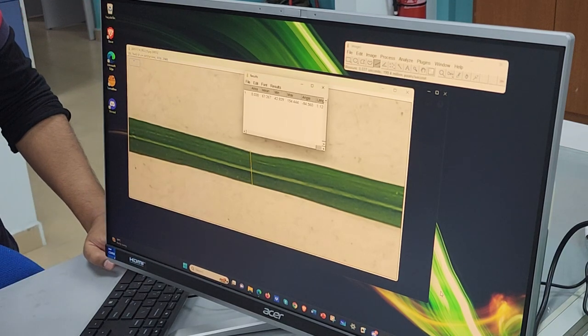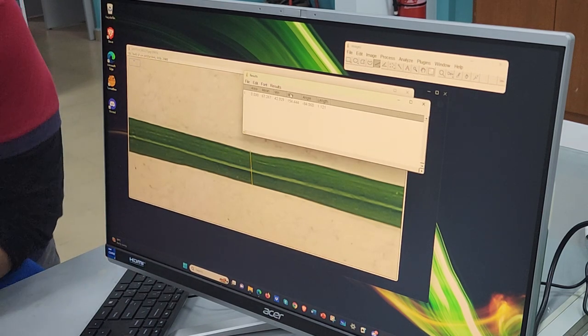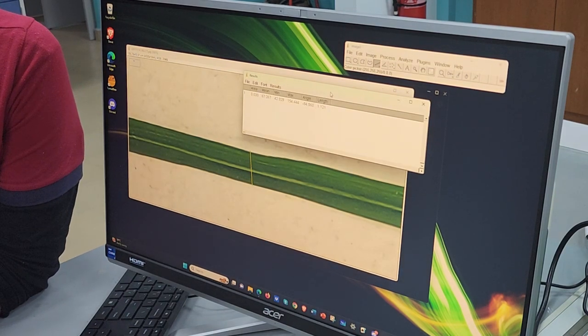So, press M to measure. You see the reading comes out here. See this? It comes out, right? So what is the length of my leaf? 1.12 cm. Make sense? It makes sense.